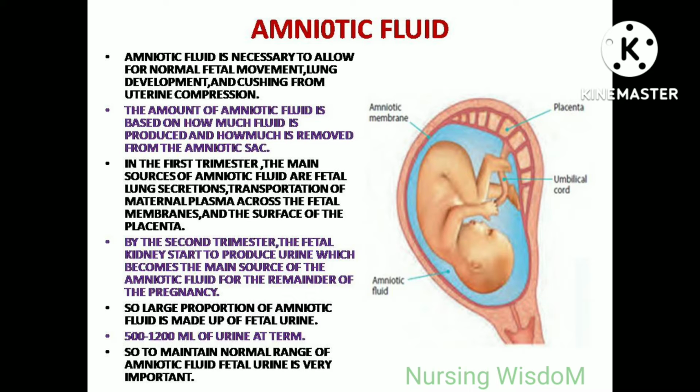So a large proportion of amniotic fluid is made up of fetal urine, 500 to 1200 ml of urine at a time. So to maintain the normal range of amniotic fluid, fetal urine is very important.